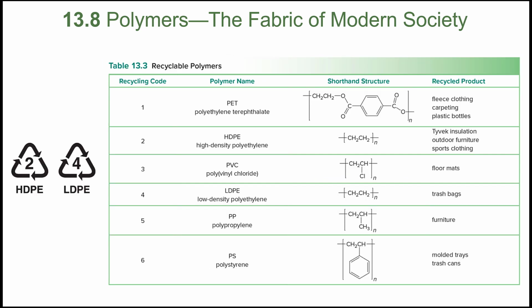You may also have encountered polyethylene terephthalate, or PET. These are in fleece clothing, carpeting, and plastic bottles. We have high-density polyethylene, or HDPE, which is used for different plastics, Tyvek insulation, outdoor furniture, and sports clothing. These are often in plastics that can be recycled. Again, we have that PVC. There's LDPE, which is low-density polyethylene that's used in trash bags. We see polypropylene again for furniture and also polystyrene. These are your different recycling codes that you might see on the plastic bottles.